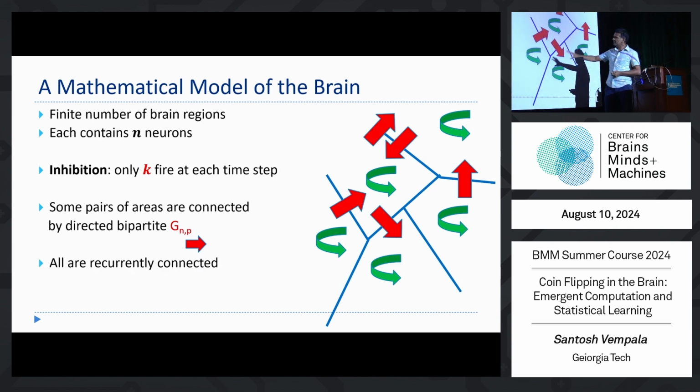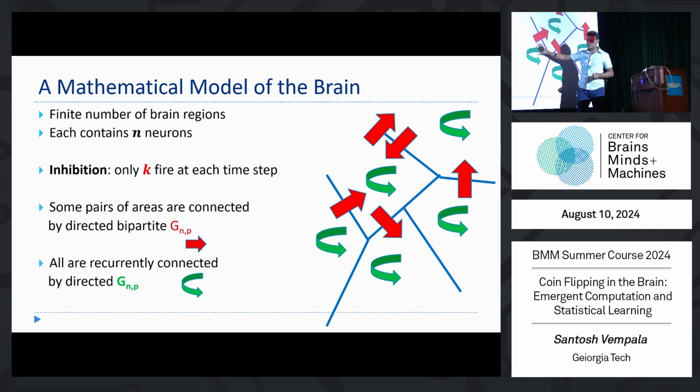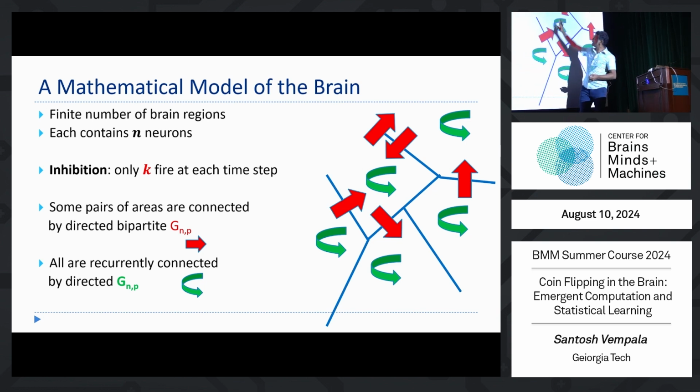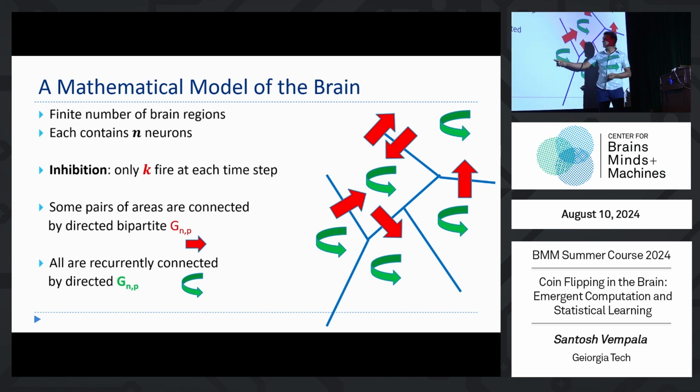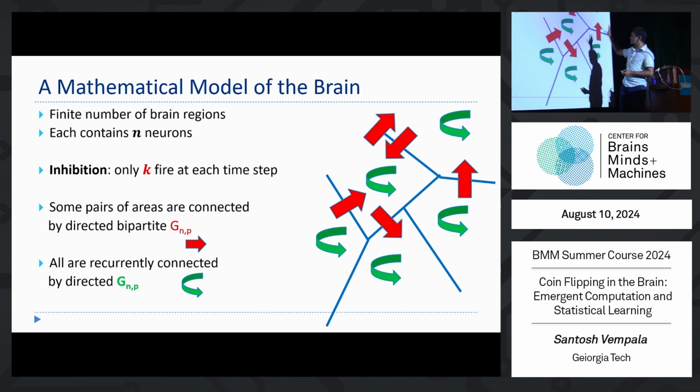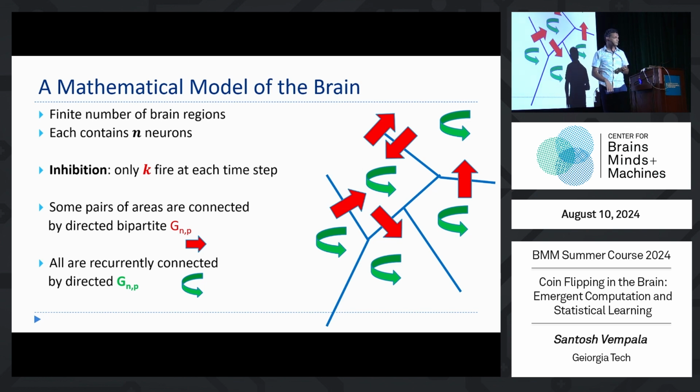And every area itself is recurrently connected. So meaning this is a random graph, just like the one I described to you earlier, independently drawn everywhere, where the probability of an edge is p in both directions, independent. So that's it. There's a bunch of random graphs that are connected randomly. That's the connectome.